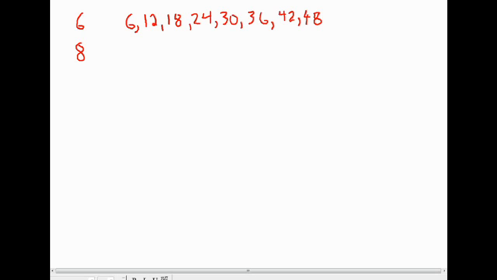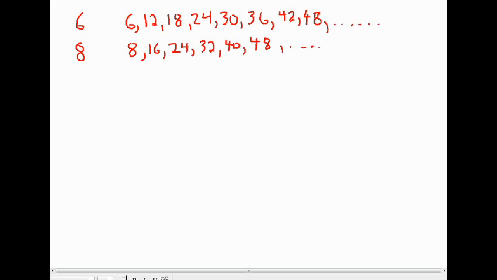For multiples of 8, we've got 8, 16, 24, 32, 40, 48. And so on. Now for both of these lists, I could keep going. I could keep going forever. But we have to stop at some point, and this looks like a pretty good place to stop here.